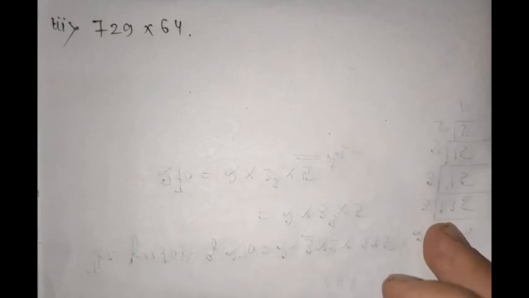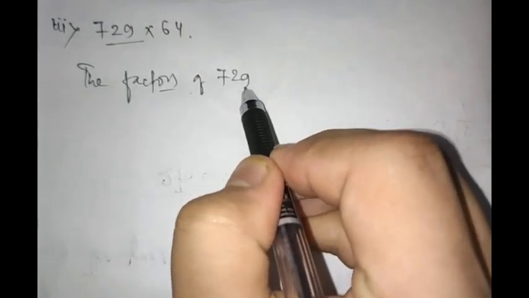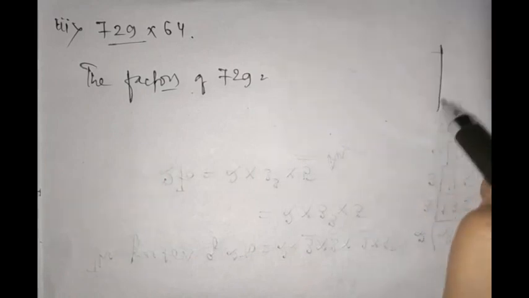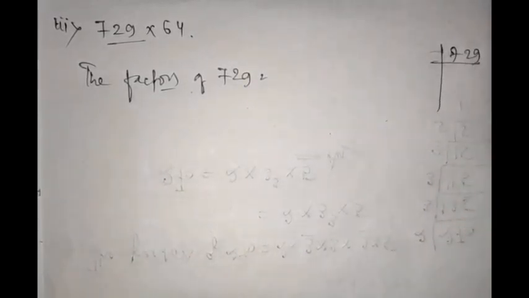So here we have the part 3 question, 729 into 64. What you have to do, similarly, you will find the factors, then you will express this in the exponential form. So you will write first the factors of 729 by doing LCM. This thing you will be doing in your rough work, okay? So this should not be present in the middle of your paper.